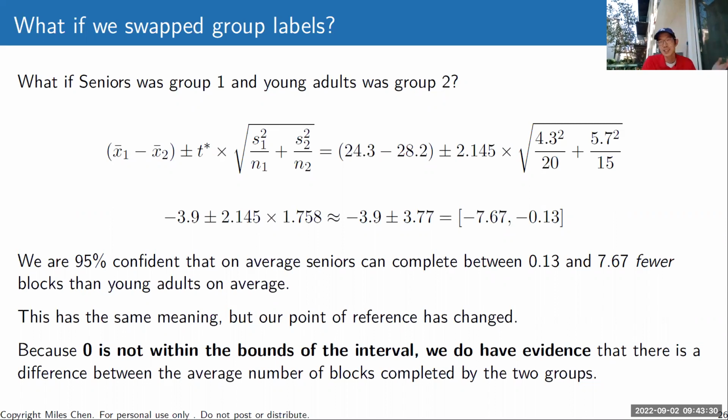It's just, what's our point of reference, right? Are we saying the young adults can do more, or that the seniors can do less? We're both basically saying the same thing, okay? And in this case, again, 0 is not within the bounds of the interval. So we would say we have evidence that there is a difference. I went through this fairly quickly because we've seen confidence intervals before, and I think you're fairly familiar with it.